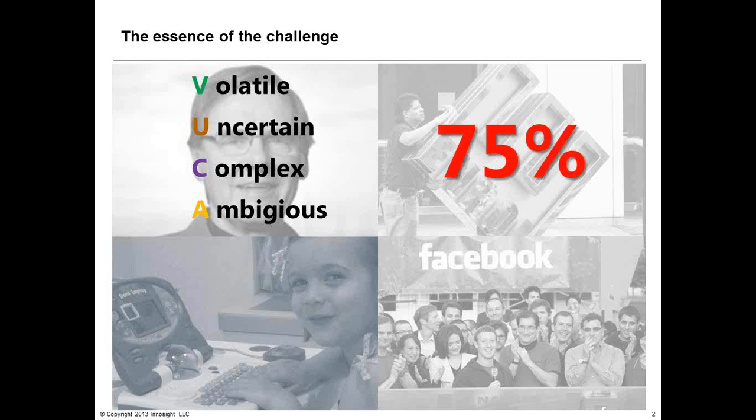75%, the picture on the upper right side of the page. That is the percent of companies on the Standard & Poor's 500 index, the largest, most powerful publicly traded companies on U.S.